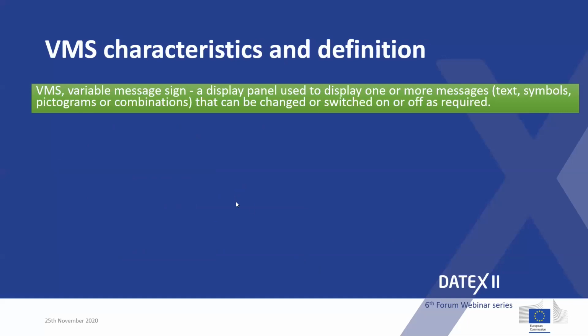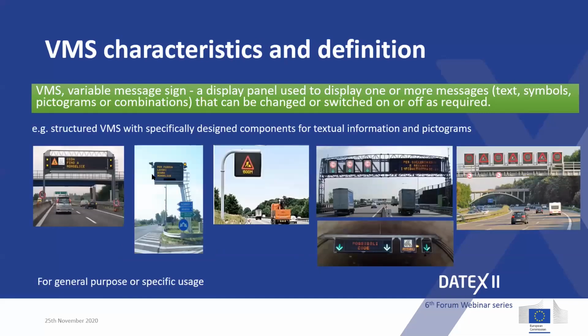And we have a view of VMS definition. Variable message sign is a display panel used to display one or more messages, text, symbol, pictogram, or combination that can be changed or switched on or off as required. Here are some examples of the VMS.